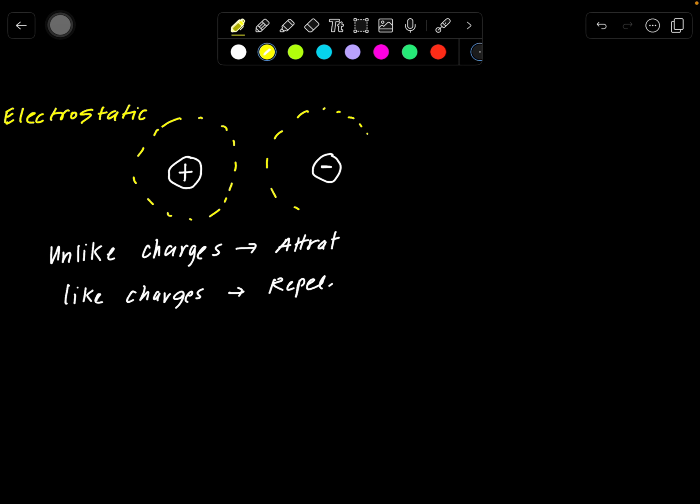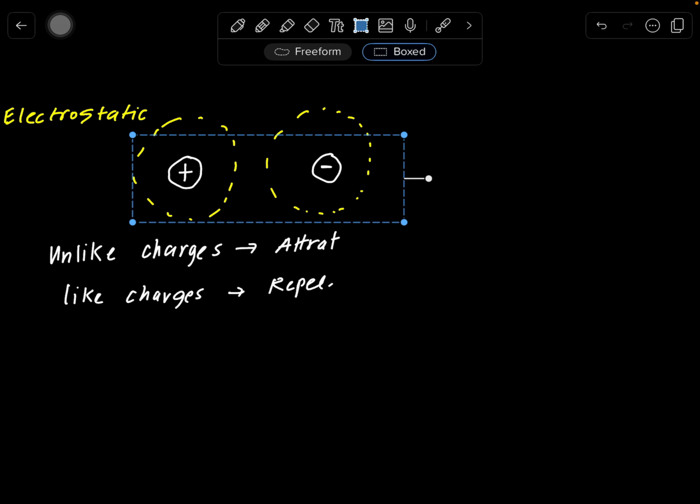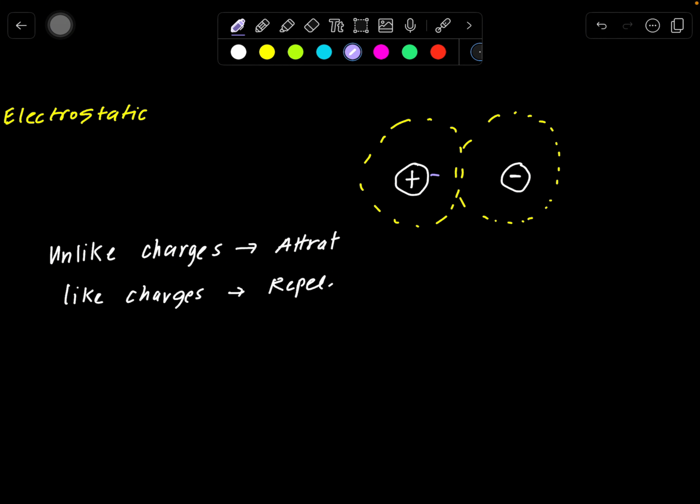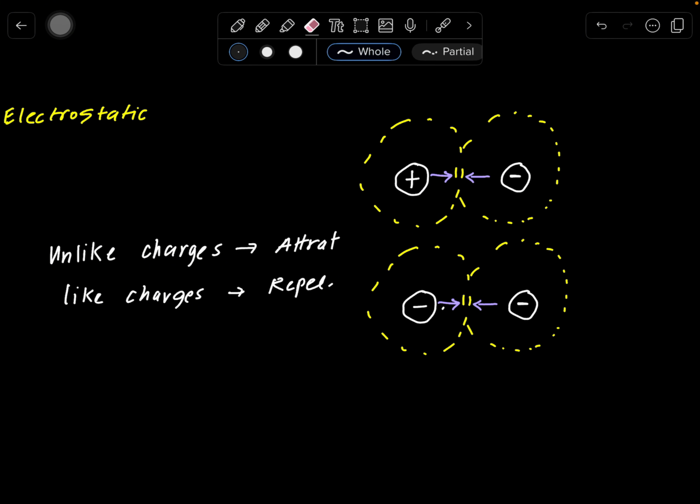And when these charges encounter the electric field, that area is called the electric field, okay? So when these charges encounter the electric field of one another, they will attract each other and come closer. But if we had like charges, let's say 2 negative charges, they would repel each other as soon as they encountered each other's electric field.